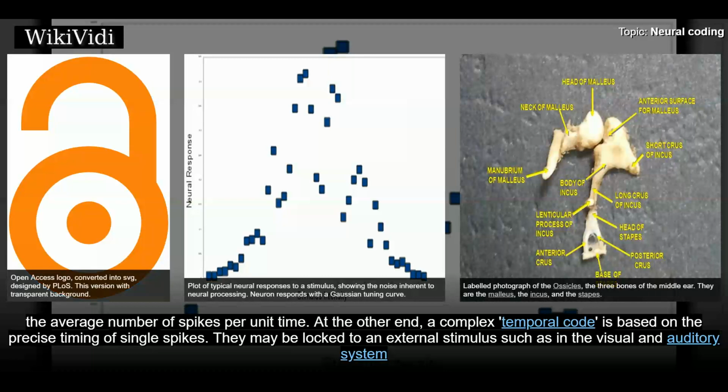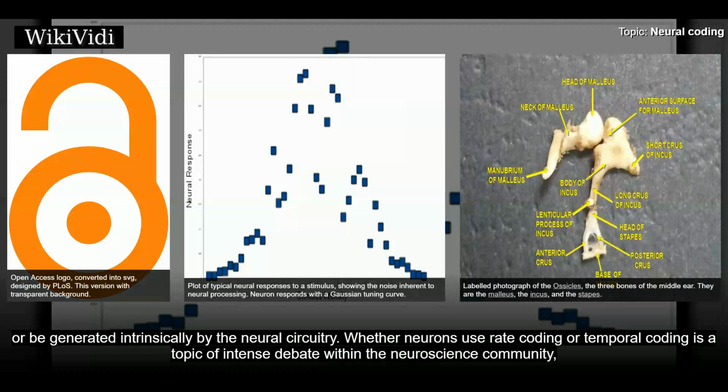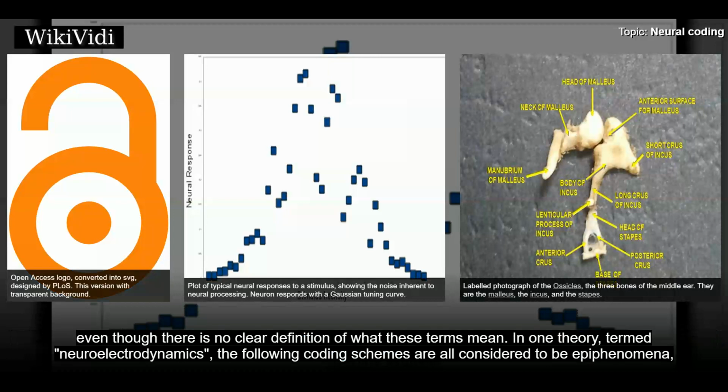They may be locked to an external stimulus such as in the visual and auditory system, or be generated intrinsically by the neural circuitry. Whether neurons use rate coding or temporal coding is a topic of intense debate within the neuroscience community, even though there is no clear definition of what these terms mean.